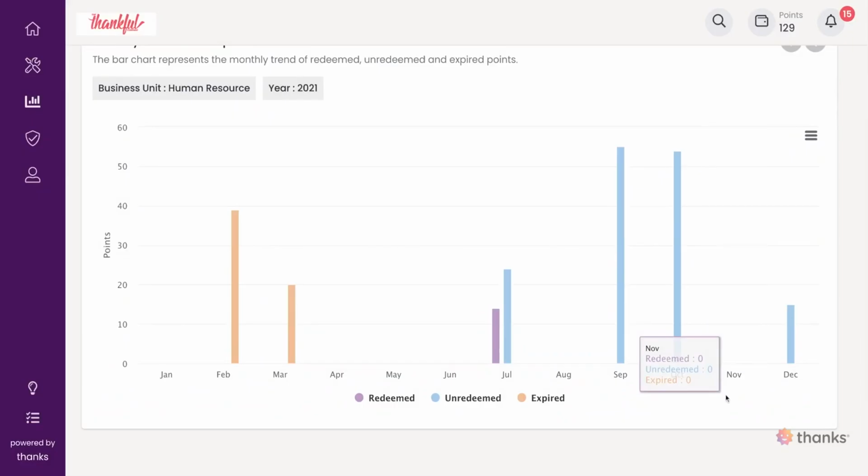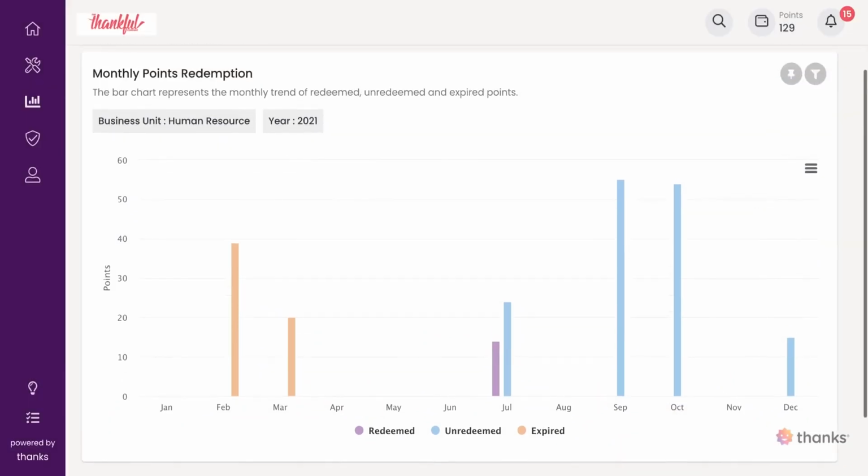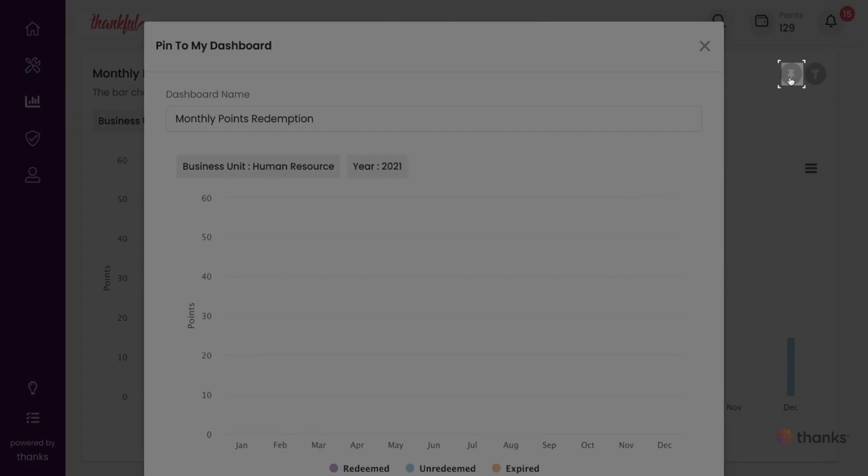Well, this one's really simple. You will get to see how the users are redeeming their reward points. View a monthly trend of redeemed, unredeemed, and expired points on the platform. Pin your charts as required, for quick and easy access.